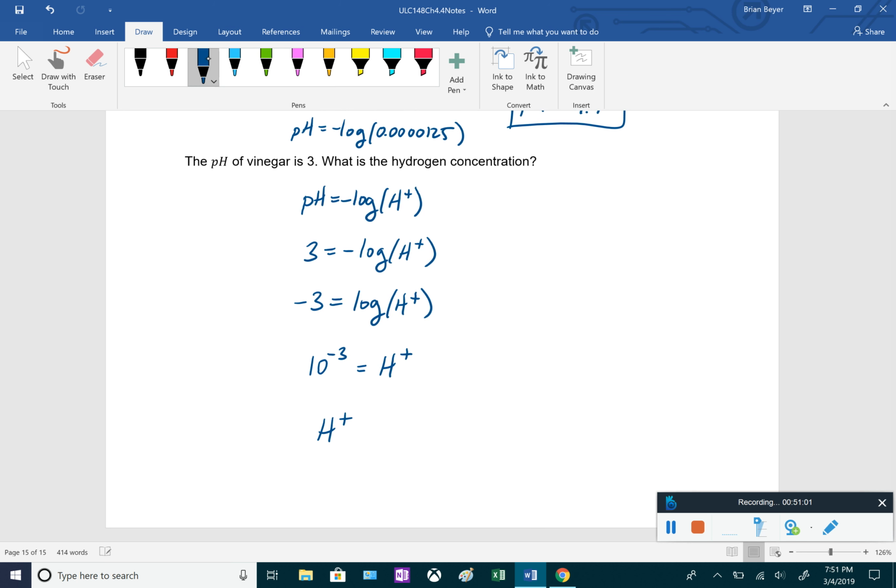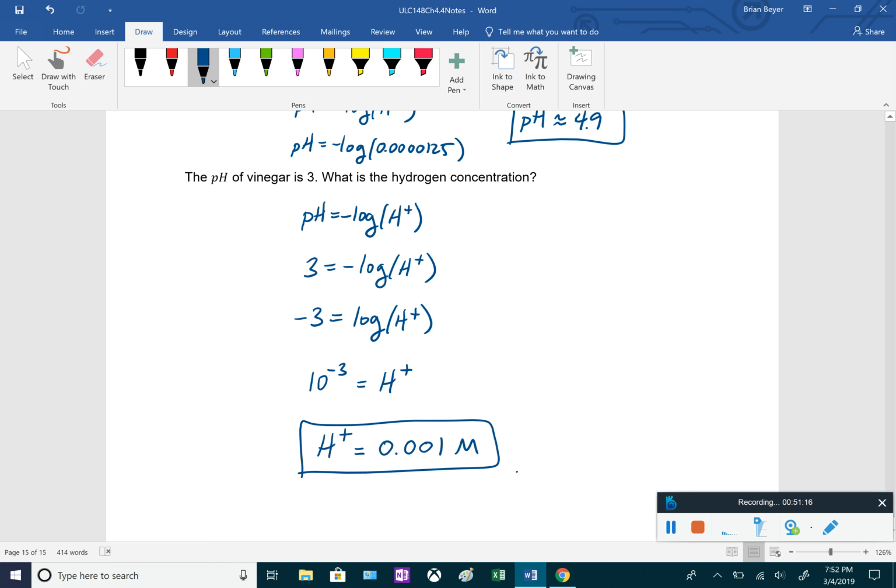So the hydrogen concentration of vinegar is 0.001 moles per liter. Okay, so yep, that is it for section 4.4.